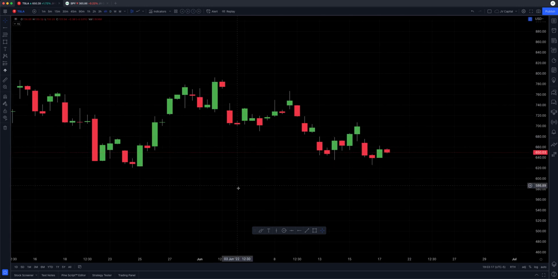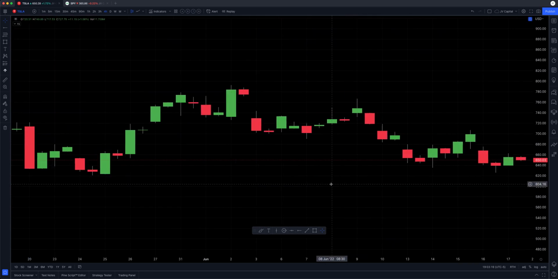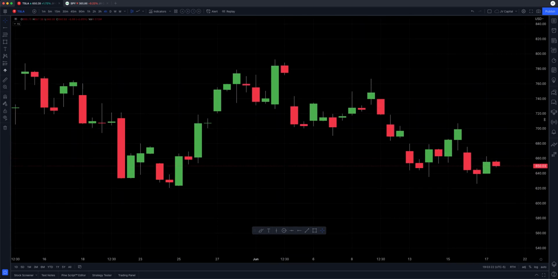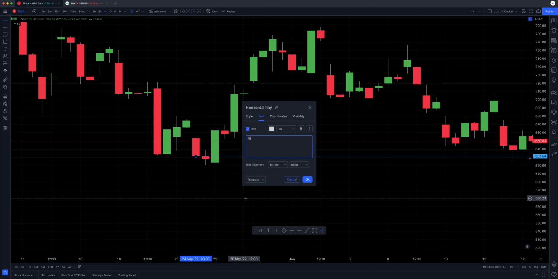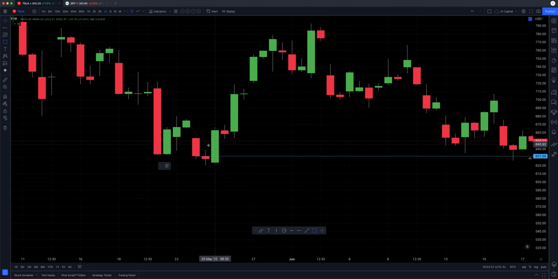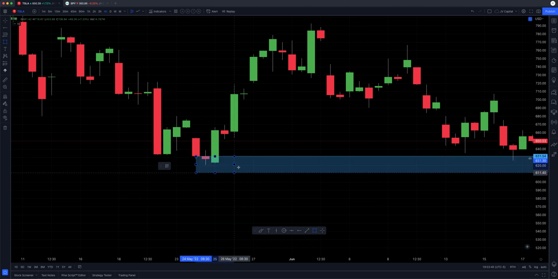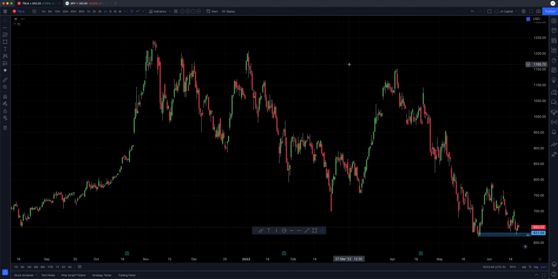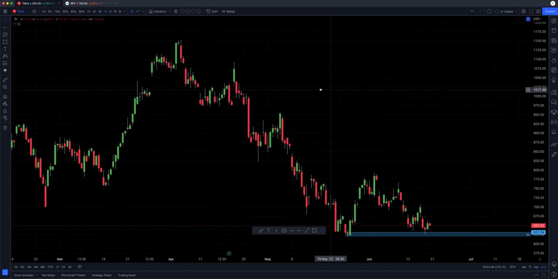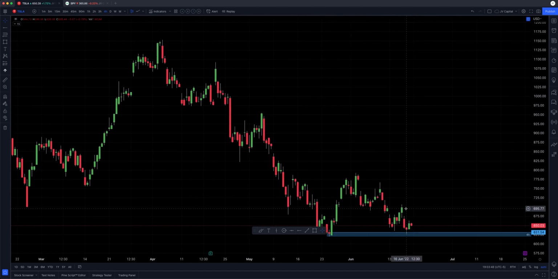And here's a 4-hour. So this is a pretty good example of a 4-hour. You can see a small red candle on the left followed by a big move up. So I'll draw that in here and just put a little line here and mark that as 4H. And shade it blue. So that's a 4-hour.